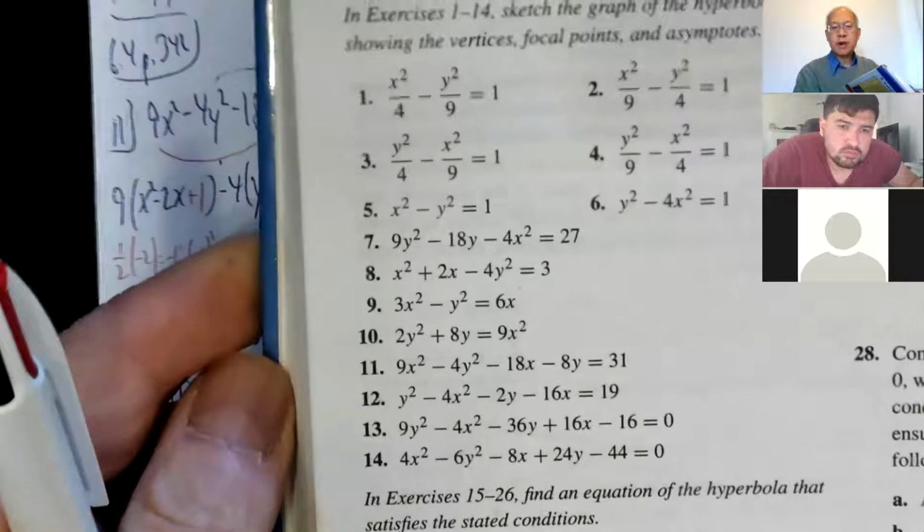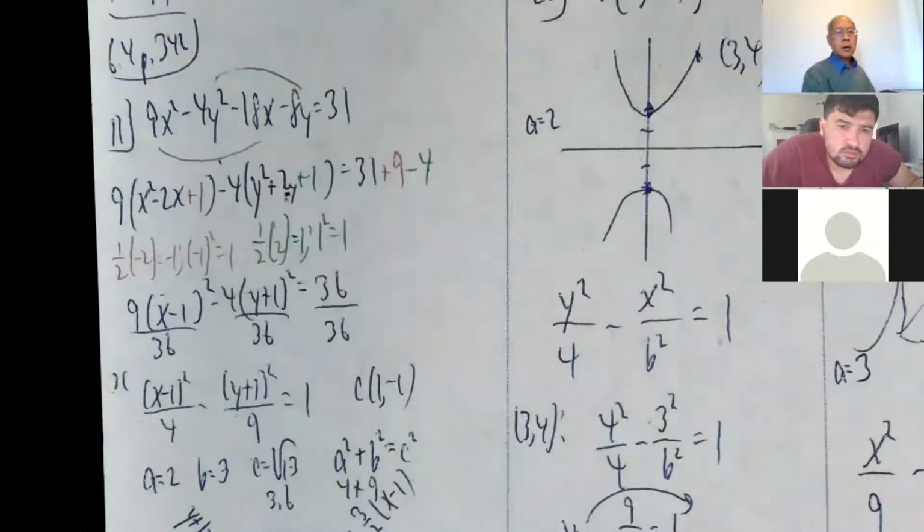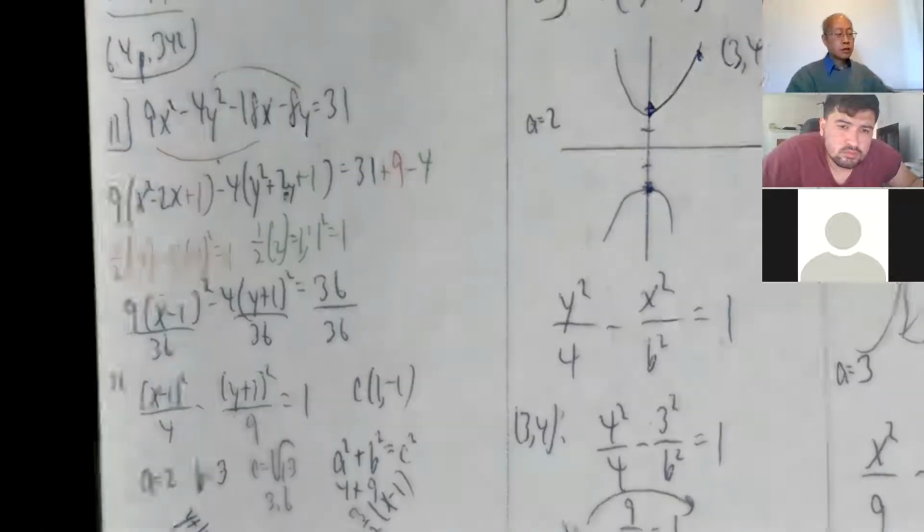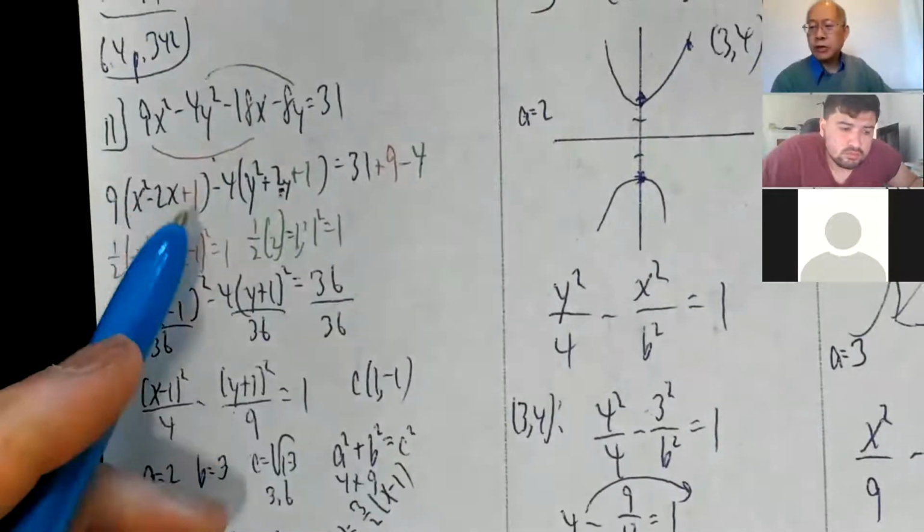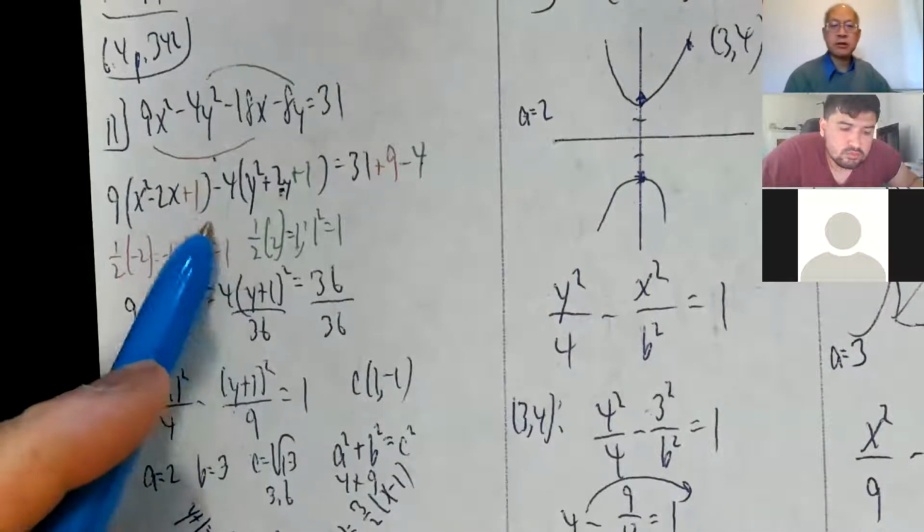9x squared minus 4y squared, and so on. Complete the square. Then I'll stop with this. So I'll be done in the next 5 minutes or so.